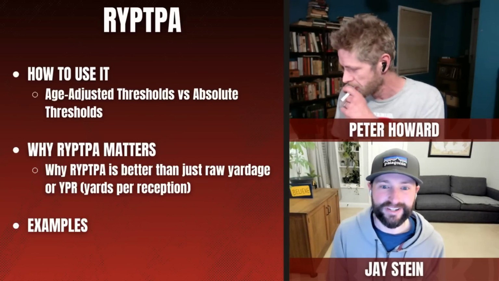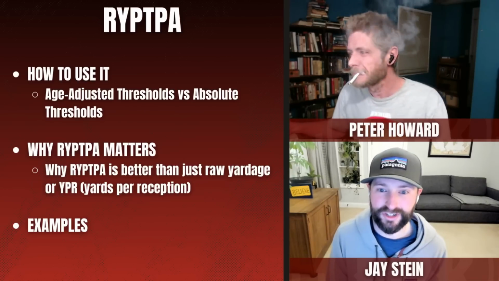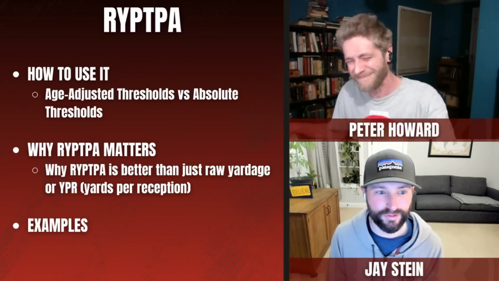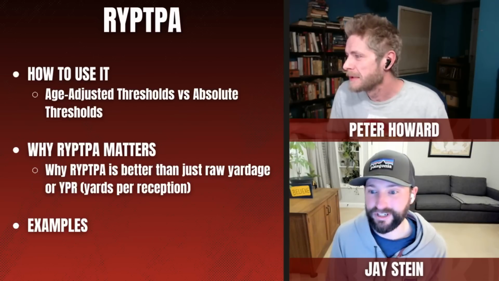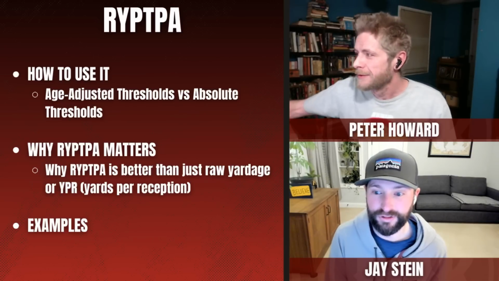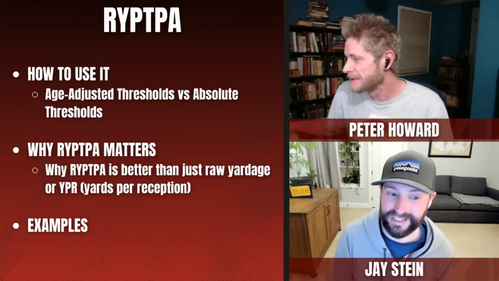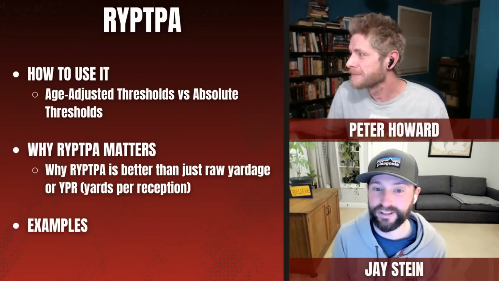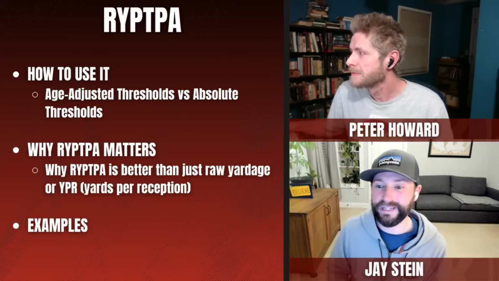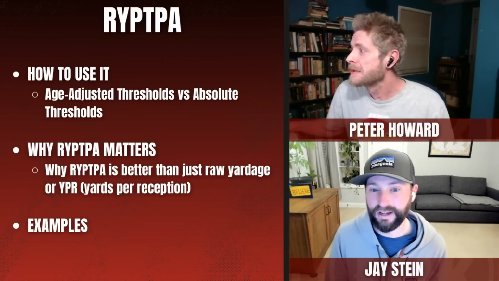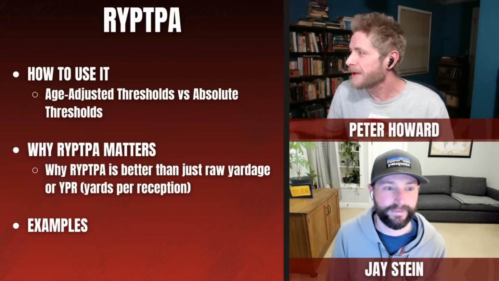Okay, so how to use it? You've hit on a bunch of this stuff. Age-adjusted thresholds versus absolute thresholds. When we're talking about absolute thresholds, is there a particular number you're looking for, a particular threshold that you're getting to? Is it the career average? Is it the best year? Is it the final year? How do you think about that? And then explain what age-adjusted means to you when you're using receiving yards per team pass attempt. What a smart way of asking that question.